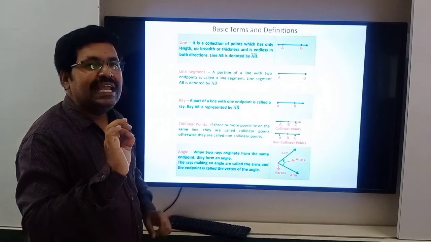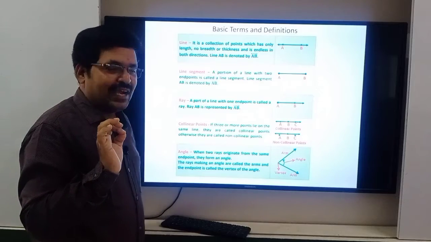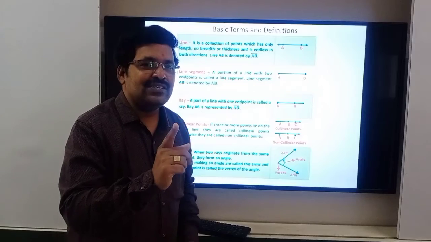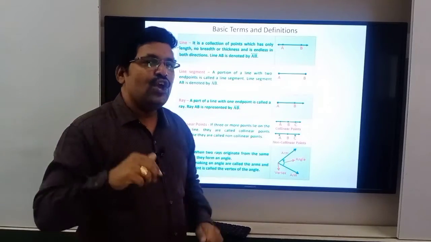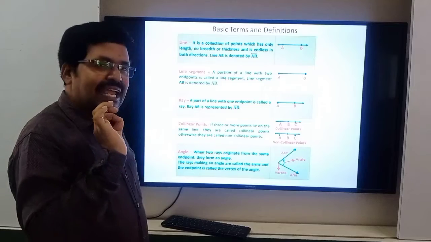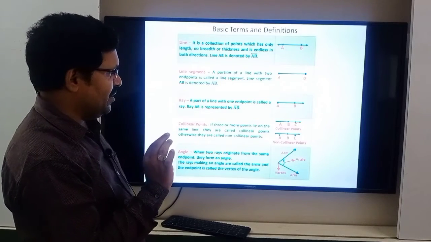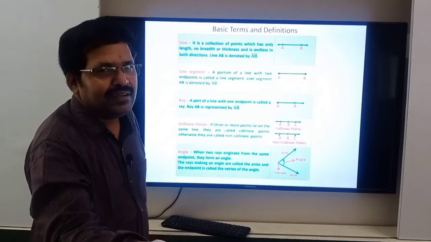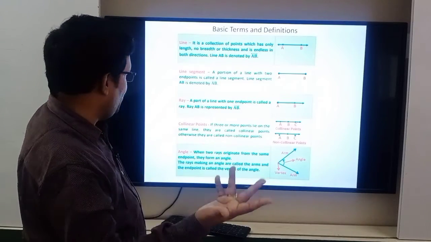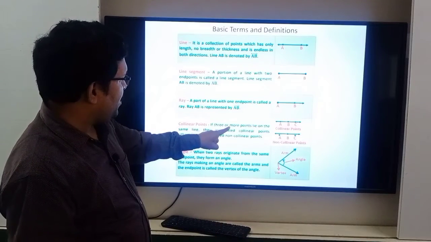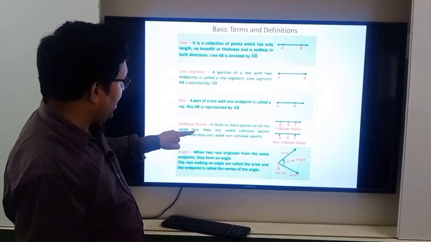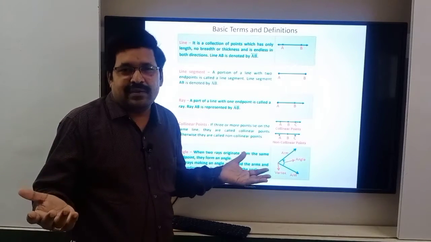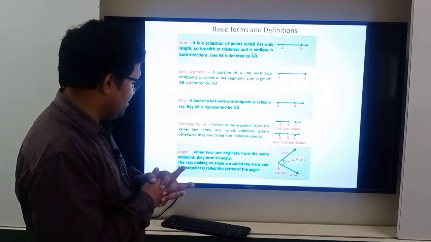Then what are collinear points? If you have A, B, C, 3 points on the same line, you call them collinear points. So what are the non-collinear points? If they are not there on the line, they are non-collinear points. So if 3 or more points lie on the same line, they are called collinear points. Otherwise, they are called non-collinear. So that's what you should remember.